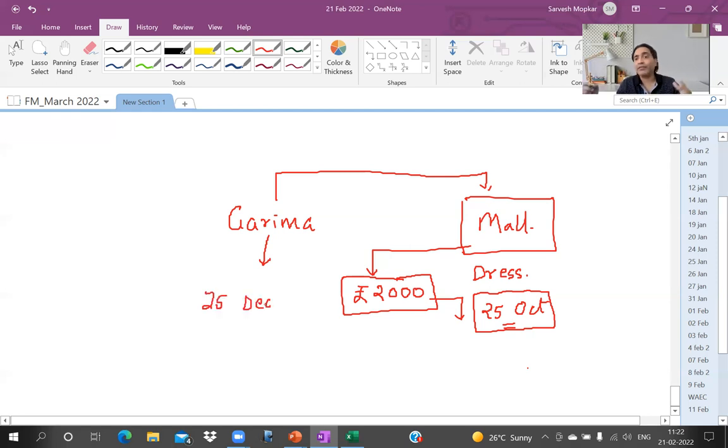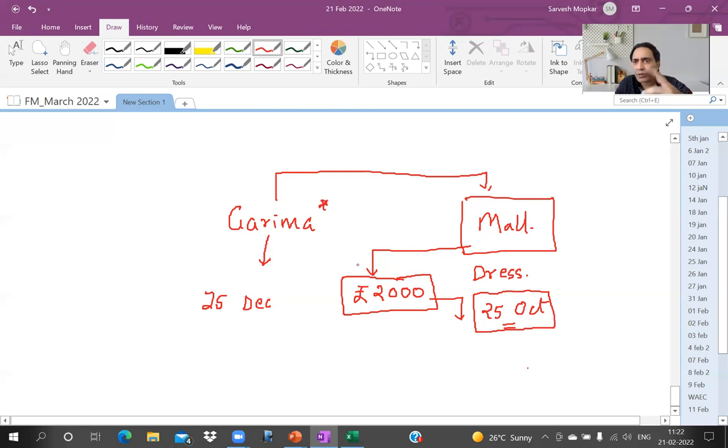She has planned a party with her friends and she wants to wear a new dress. But what's the point in buying the dress today and paying 2000 rupees? She's taking classes from Mr. Sarvesh, who teaches financial management, right? And he often talks about opportunity cost. And Garima is very happy with that concept.